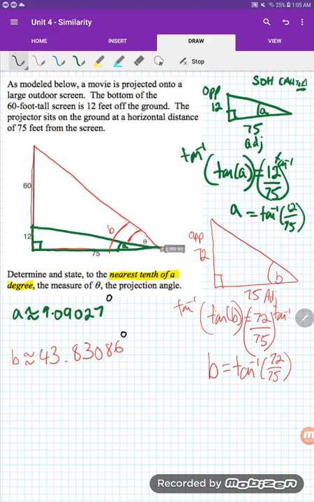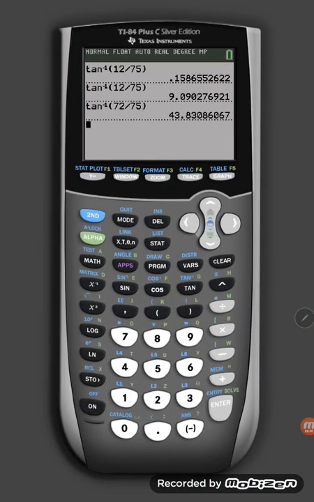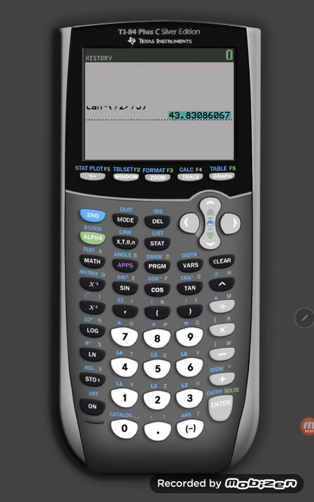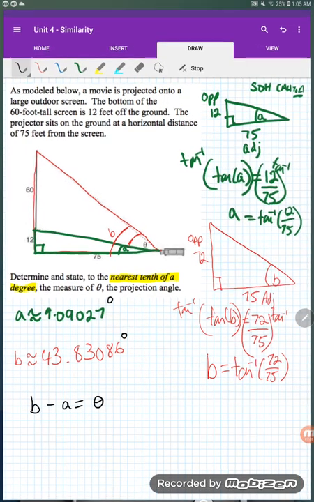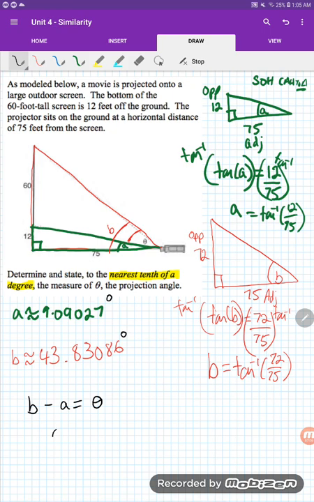So now we just have to subtract them. Angle B minus angle A should give us theta. I'm just going to do that on the calculator. I didn't actually even need to write down the numbers because I'm just going to do this. That's a big angle minus this, that's a small angle. And we get roughly 34.7 degrees. And it does say the nearest tenth. So theta is approximately 34.7 degrees.